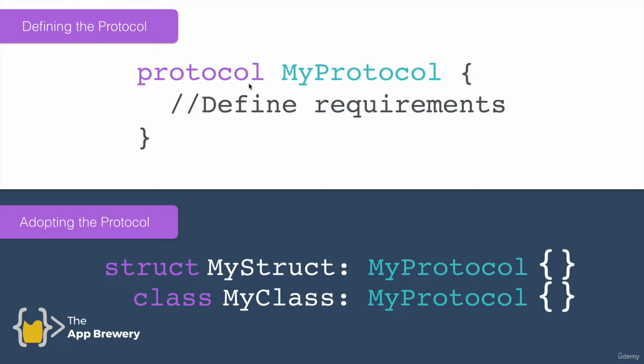So the way that we define our protocol starts with the protocol keyword. And then we give it a name, and similar to structs and classes, it's also named starting with a capital letter. And then in between a set of curly braces, we can define the requirements of this protocol. So let's take a look at this in more detail.